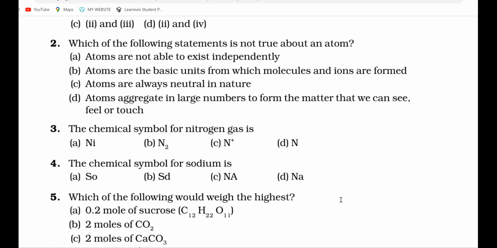Chemical formula of nitrogen gas is... Sir, C. I think it is C. Chemical formula of nitrogen gas is, other students, it is B, N2. Note it down. This question also in your copy.